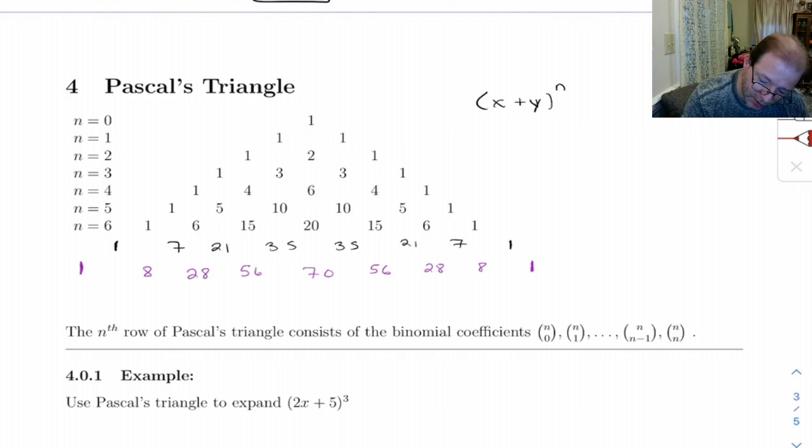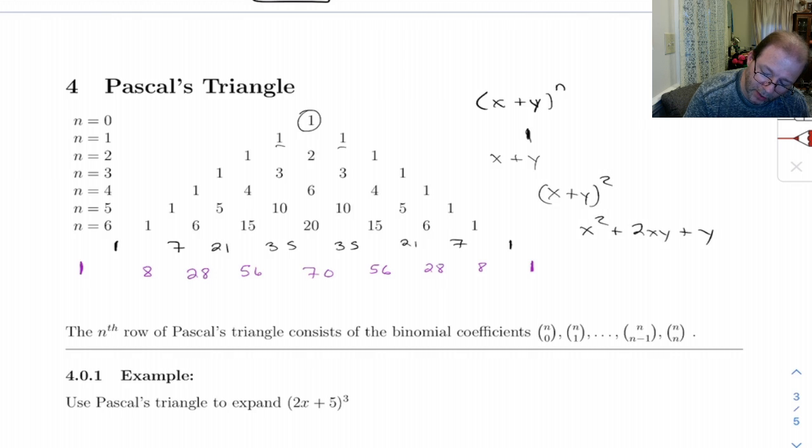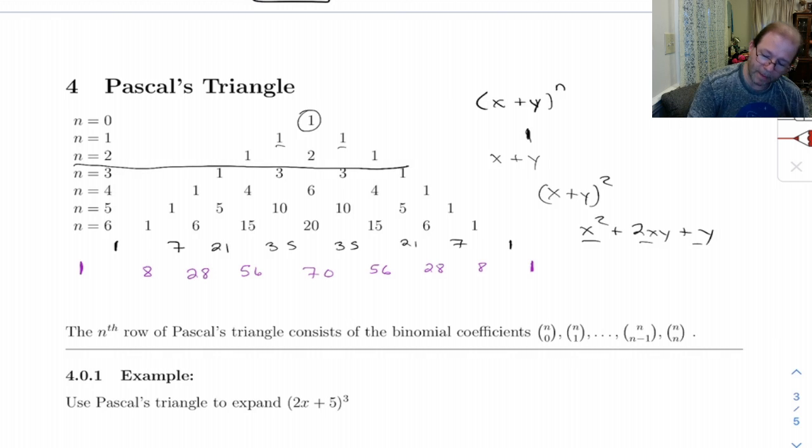Notice if you take it to the 0 power, you're just going to get 1. Well, that's this. If you take it to the first power, you just get x plus y. The coefficients there are 1 and 1. If you take x plus y squared, you get x squared plus twice the product plus the second one. Your coefficients there are 1, 2, 1, which comes straight from this row. And it keeps going. If you wanted to do x plus y to the third, you get x cubed plus 3x squared y plus 3xy squared plus y cubed.